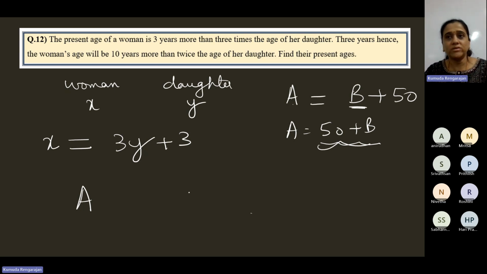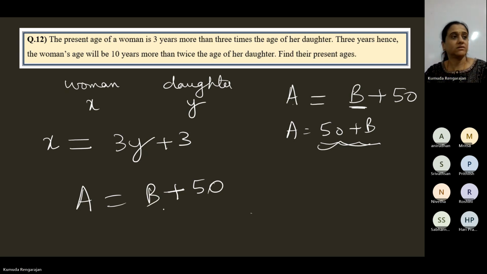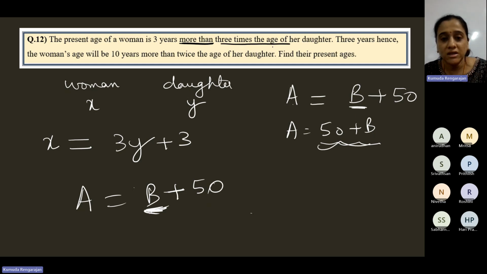So more than, less than, you should give the effect here. 50 rupees more meaning plus 50 than B. Whatever comes after more than, less than should be written first. Here, 3 times the age of her daughter should be written first. Then that plus 3.